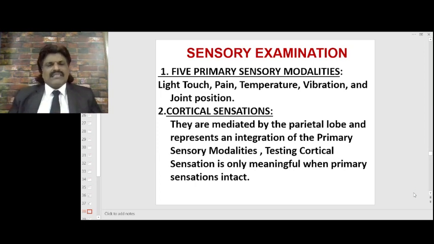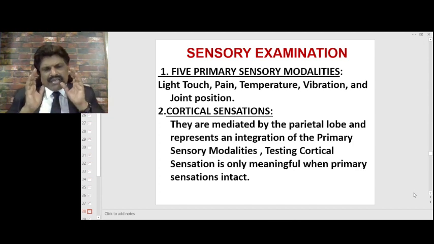So tactile localization, 2-point discrimination, graphesthesia: we draw a number on the person, and with eyes closed, he should be able to tell what number has been drawn. Stereognosis: we place a bunch of keys in the hand, and with eyes closed, he should be able to tell it is a bunch of keys. Then barognosis, sensing weight, and simultaneous stimulation: we simultaneously stimulate 2 points and see whether he is able to appreciate both. If he has a right parietal lobe lesion, he may neglect the left side.